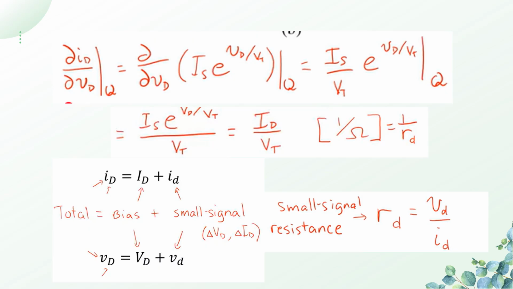So now the total diode current is the addition of DC current ID plus the small signal AC current id. Similarly, we will get the total diode voltage VD, which is equal to the DC or bias voltage VD plus the small signal voltage vd. And the small signal resistance is represented as Rd is equal to the ratio of diode voltage vd divided by the diode current id.